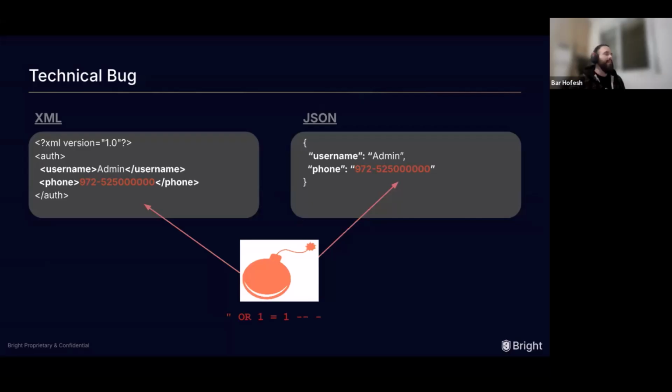We have the username field, we have the phone field, and we want to do a technical attack or find a technical vulnerability. One option can be to use the or 1=1 dash dash to try to create an SQL injection if the phone number is somewhere being used in a query or an operation to the database. Maybe we will find an SQL injection, maybe we won't, but that is the very definition of a technical bug.